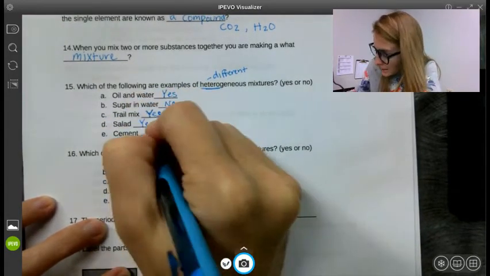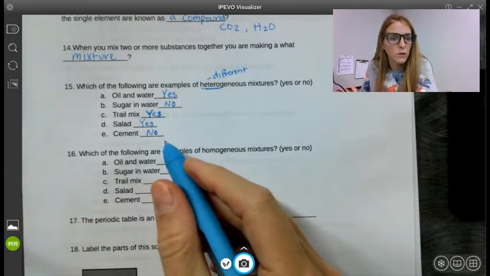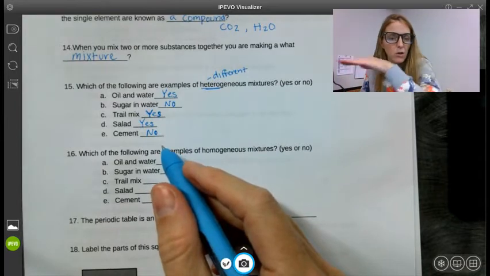And then cement is not a heterogeneous mixture because it's a bunch of items put together, but it all looks like one thing.